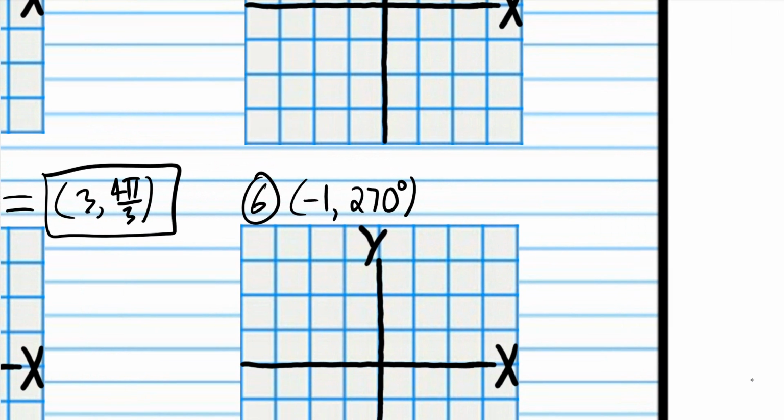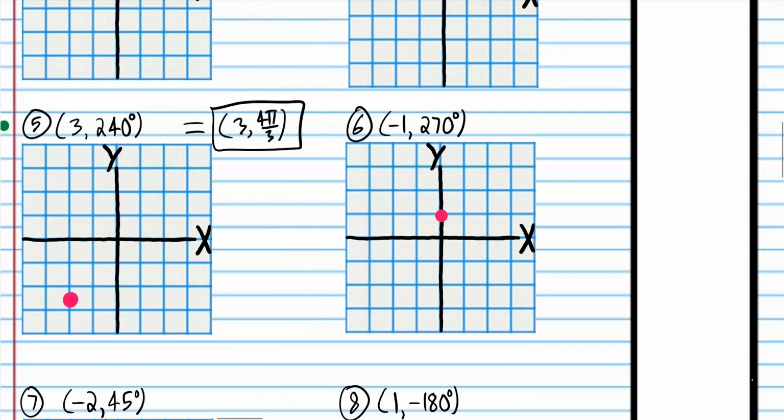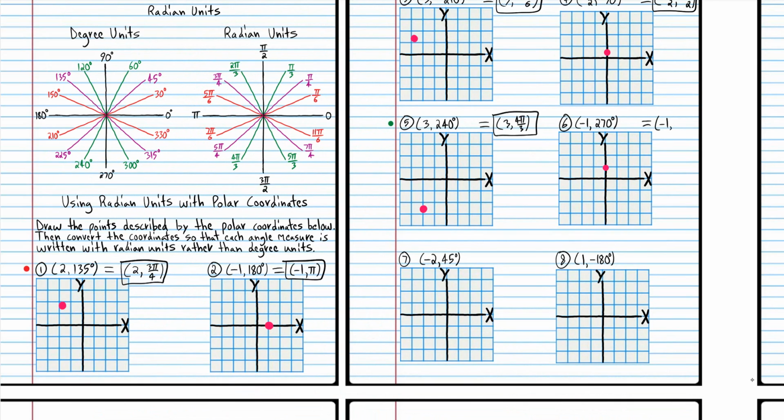Alright, we're back. So we're going to move 1 unit to the left and then rotate 270 degrees counterclockwise. So our point, as you can see, is right there. And now let's write the angle in radian units. So let's look at 270 degrees. In radian units, that's going to be 3 pi over 2.